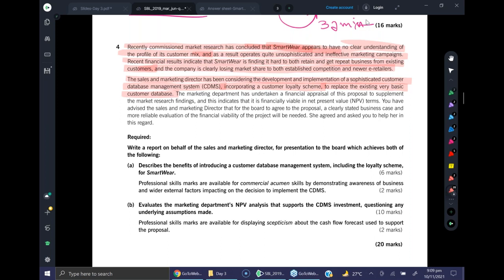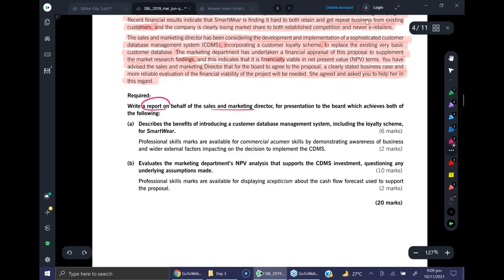So the marketing department has undertaken a financial appraisal of this proposal to supplement the market research findings, and this indicates that it is financially viable in net present value terms. You have advised the sales and marketing director that for the board to agree to the proposal, a clearly stated business case, a more reliable evaluation of the financial viability of the project, will be needed. She agreed and asked you to help her in this regard.